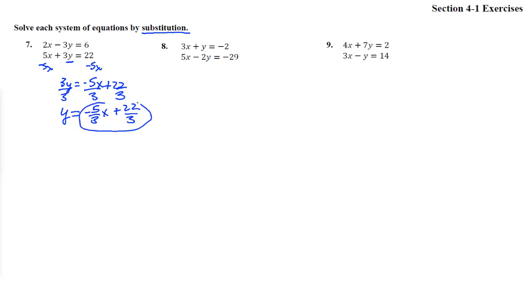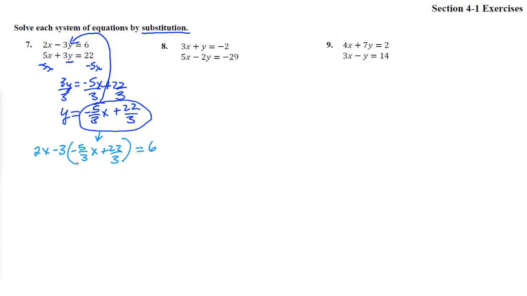Now we take this right here and we've got to stick it into the other equation right up there. So we actually have now 2x minus 3 times this guy right here, negative 5 thirds x plus 22 thirds. What happened to the y? We replaced the y with the thing that it's equal to. So this guy went right in there in that equation, equals 6.